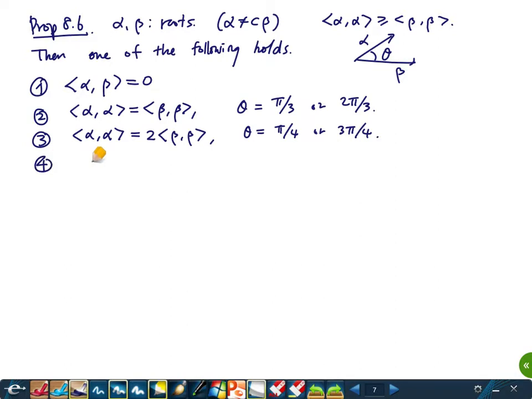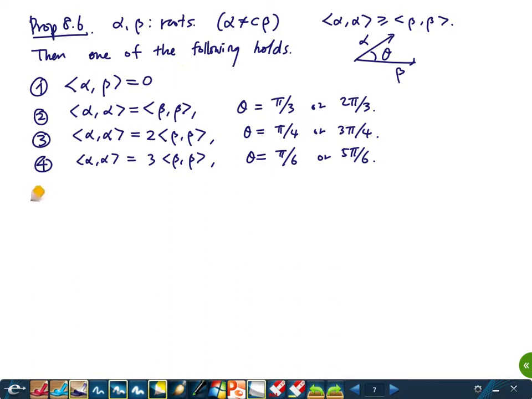Or (alpha, alpha) is 3 times (beta, beta), and theta equals pi over 6 or 5 pi over 6. We must have exactly one of these 4 conditions. Of course, we cannot have 2 at the same time, so they are exclusive. Okay, so what is the meaning of this?